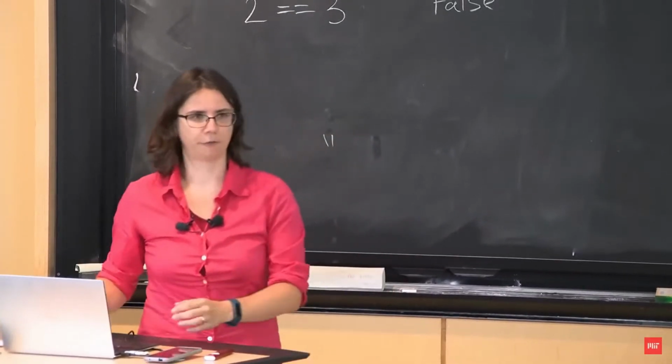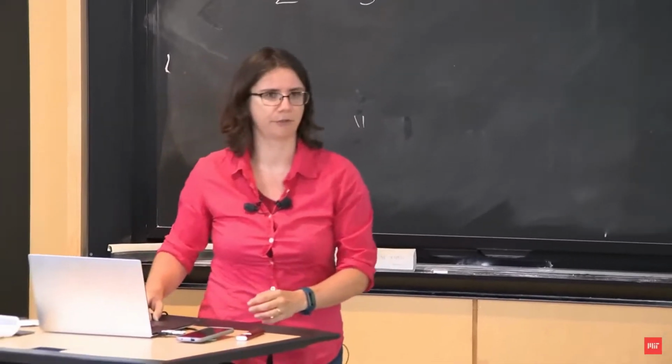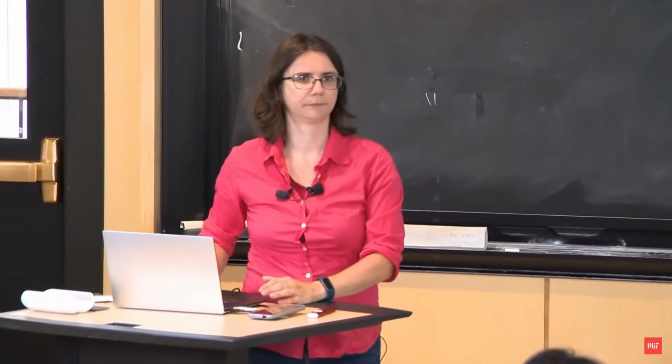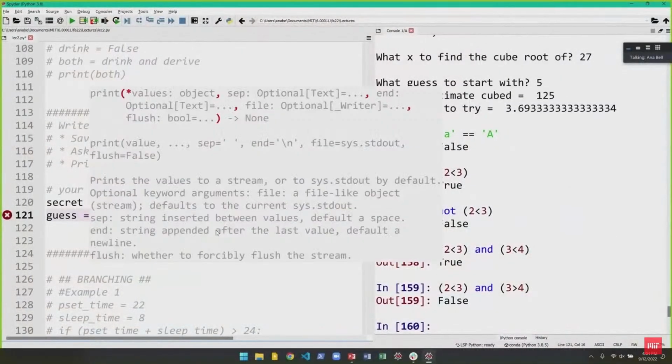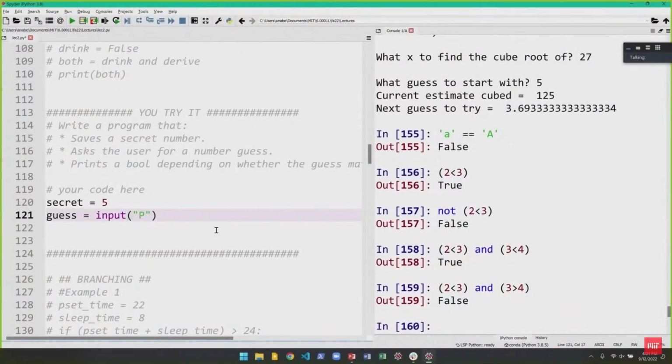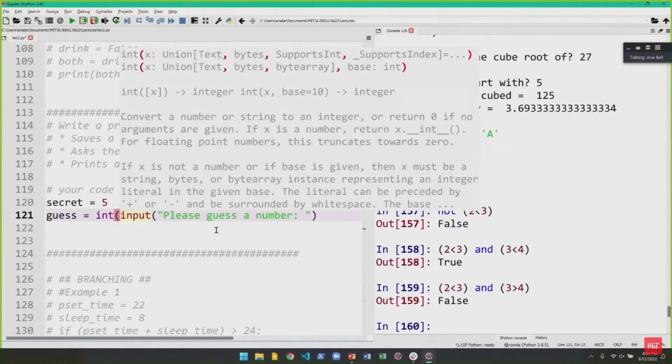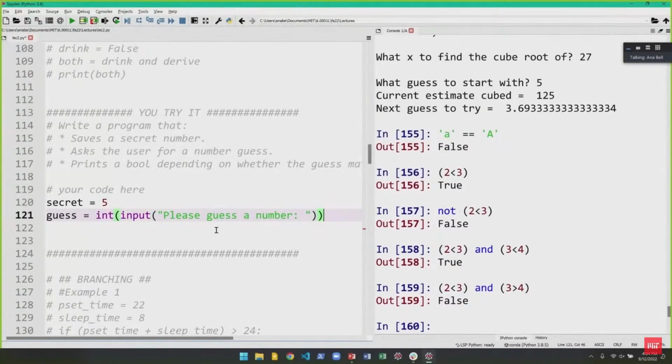All right, does anyone have a start for me for this program? How do I grab the user input? Guess equals input. We can be nice. Please guess a number. What's that? We want the user to give us an integer, a number. Exactly. If we leave it like that, then we're just grabbing the string. So we have to cast it to an integer, exactly.